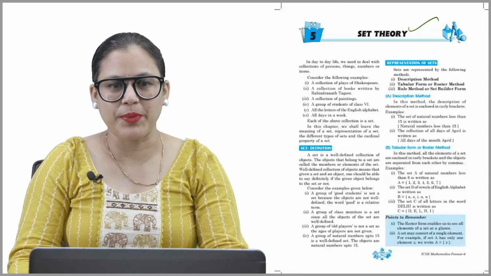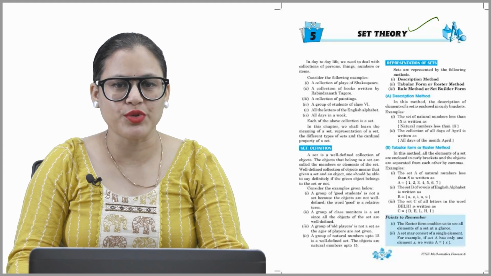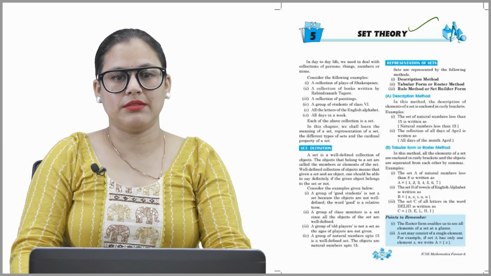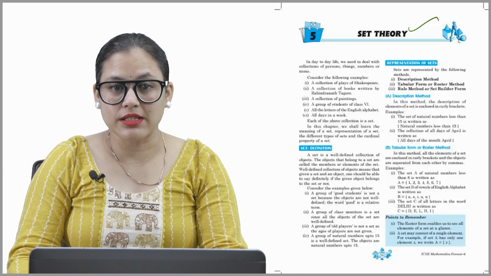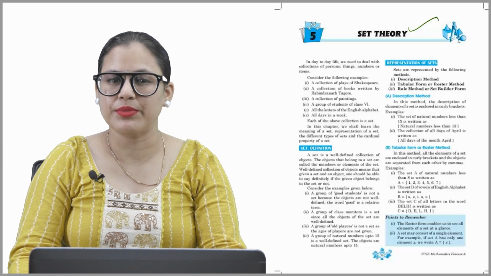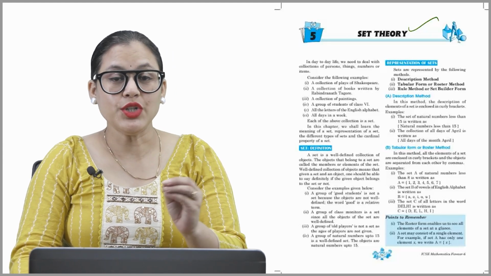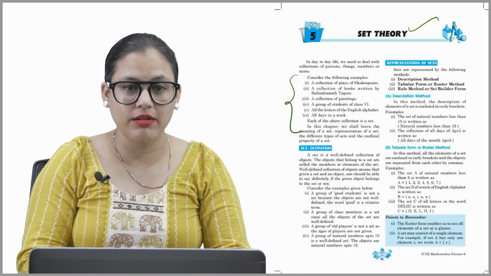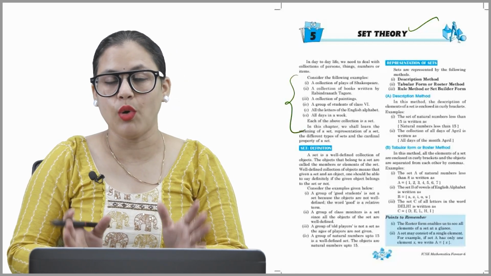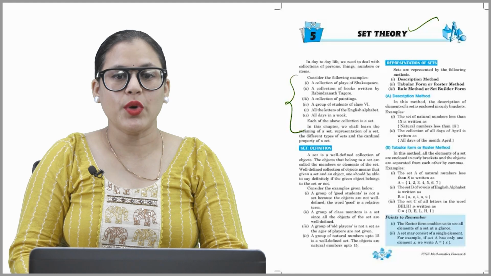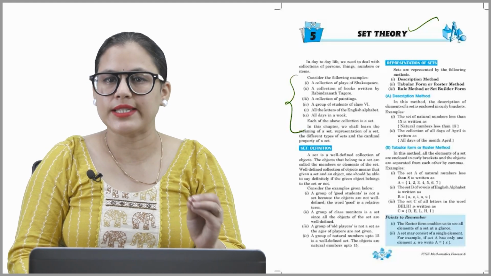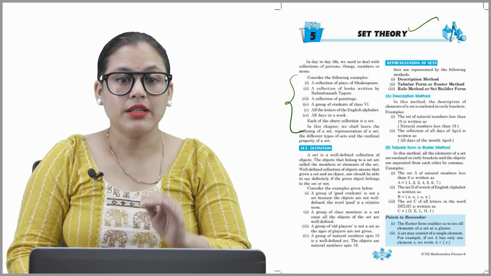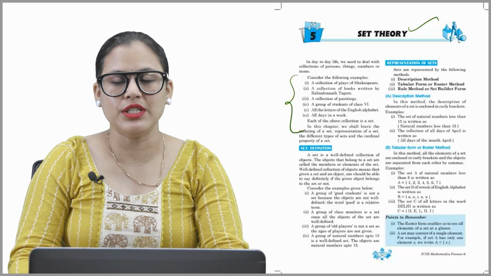Number 3, a collection of paintings. Number 4, a group of students of class 6. Number 5, all the letters of the English alphabet. Number 6, all days in a week. So each of the above collections is a set. All these collections are a set. In this chapter we shall learn the meaning of a set, representation of a set, the different types of sets and the cardinal property of a set.